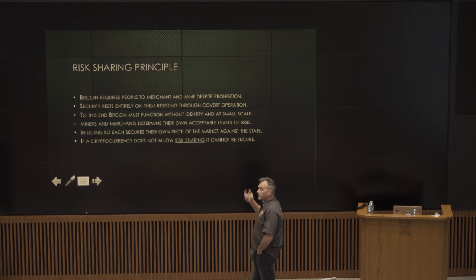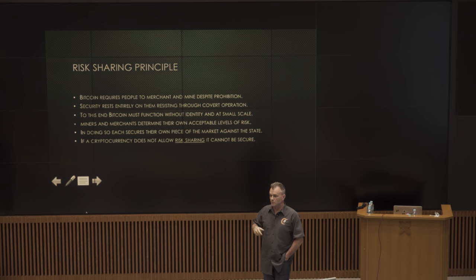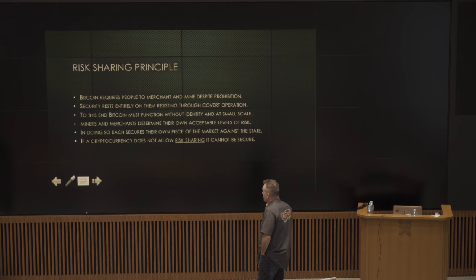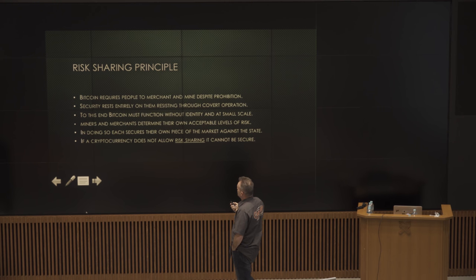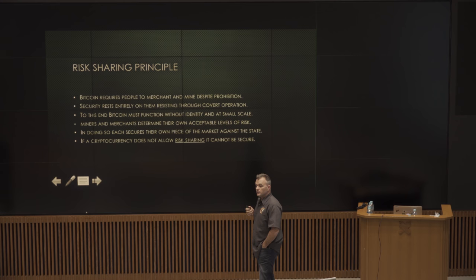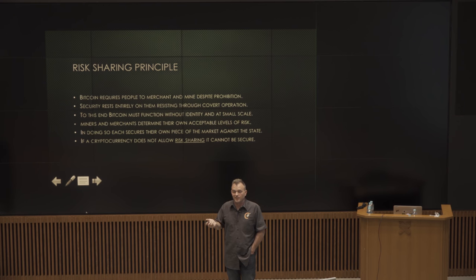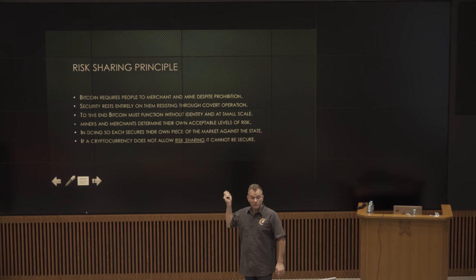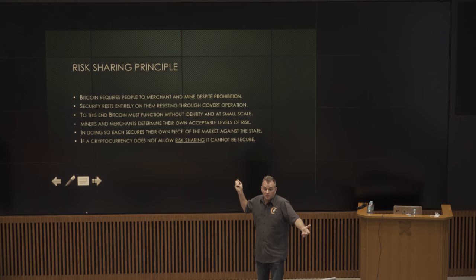Okay, the risk-sharing principle. These are all topics that are in the Libbitcoin base library repo, in basically a book called Cryptoeconomics. The risk-sharing principle is one of these principles. Bitcoin requires people to merchant and mine despite it being illegal. If they don't do that, it just doesn't exist, right? Imagine a step in, sign a law, it's illegal, boom. Everybody says, oh, it's illegal, I'm not doing it anymore. It's done, there's no more Bitcoin. So the assumption is people will actually go and break the law, or there's no security, there's nothing.